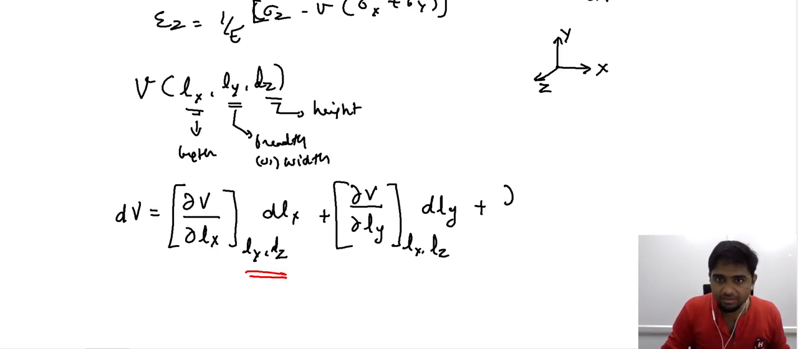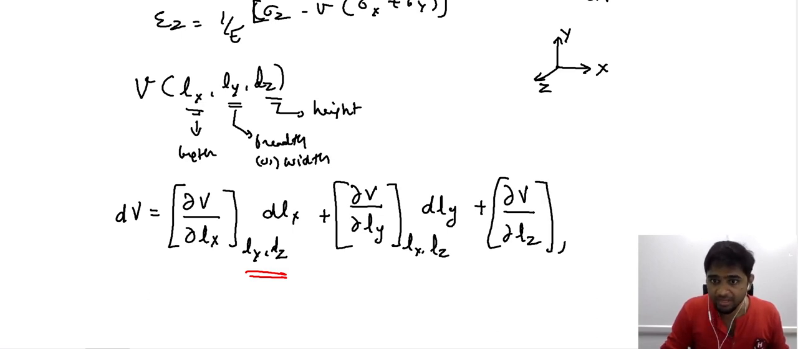In the same way, since there is also a change in the dimension along the z-axis, we need to include that as well, assuming that the changes in the dimensions along the other two directions are constant. So we end up with this relation here.